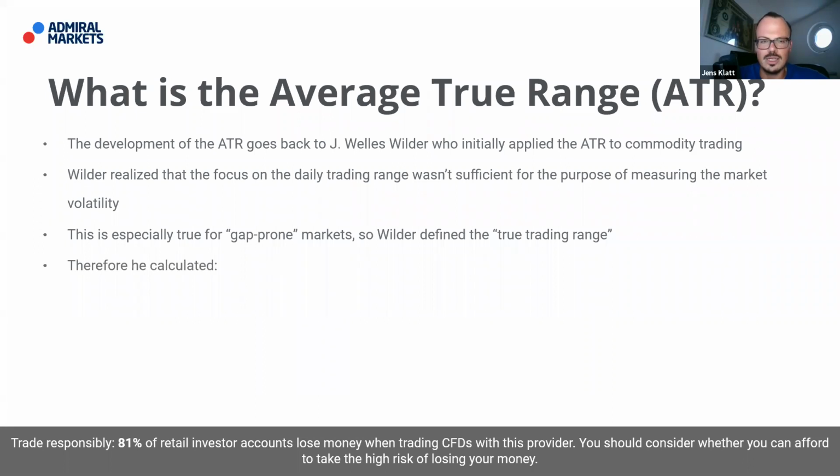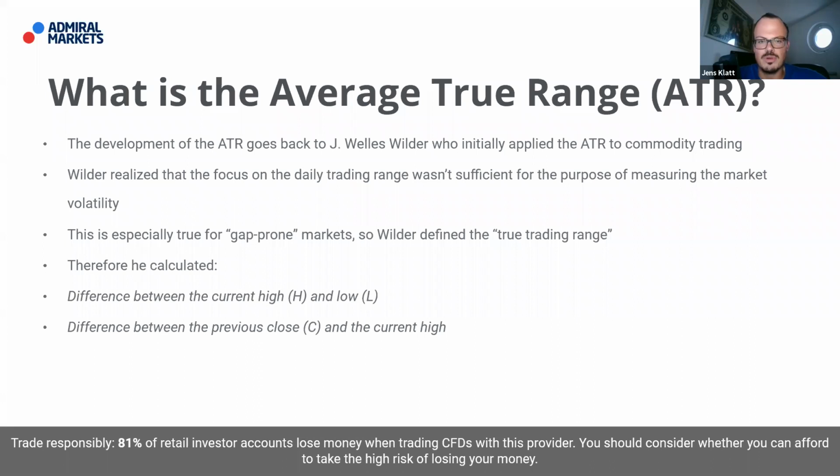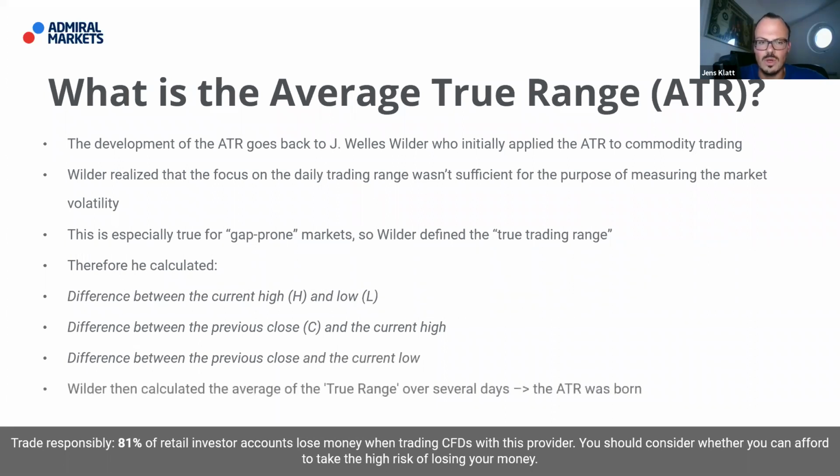And therefore, he calculated the difference between the current high (H) and low (L). This is important to remember once we look at it from a graphic perspective. He also looked at the difference between the previous close and the current high, and then the difference between the previous close and the current low. And then Wilder calculated the average true range over several days. So several days is the time span you look at.